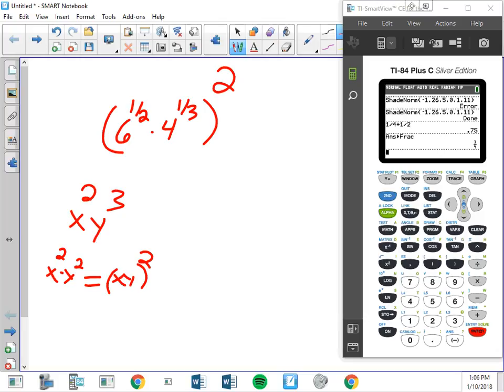So we need to understand that the 6 and the 4 don't go together because they're different numbers, so they don't mix, and the exponents are different, so we can't group them in the same exponent. If they both have the same exponent, then we can combine them together and just use a single exponent. But neither of those happen in this case. So what we need to do is change these according to the 2.